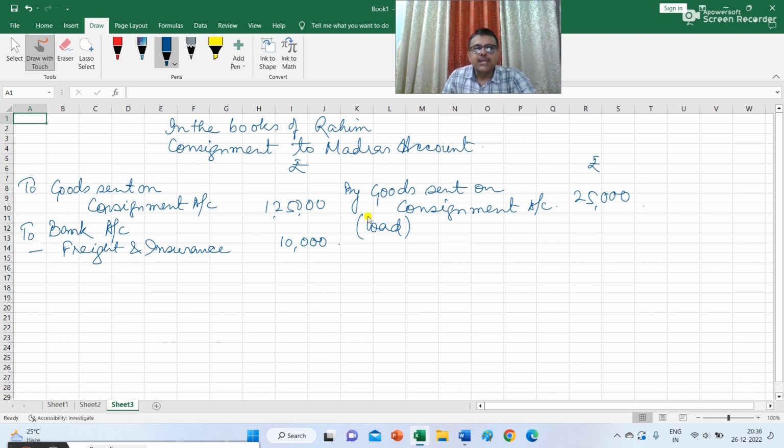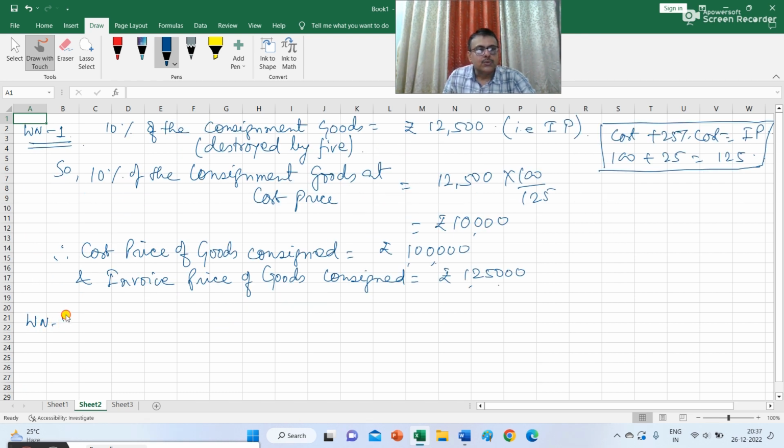Now the goods were received by the consignee, whose name is Raju, and he incurred the selling expense. So I have to write here on the debit side to Raju account, selling expense was rupees 8,000. Now 10% of the goods destroyed by fire at Raju's godown. So what is the amount of goods destroyed by fire that we have to calculate? So working note number 2. So I have to calculate the amount of abnormal loss.